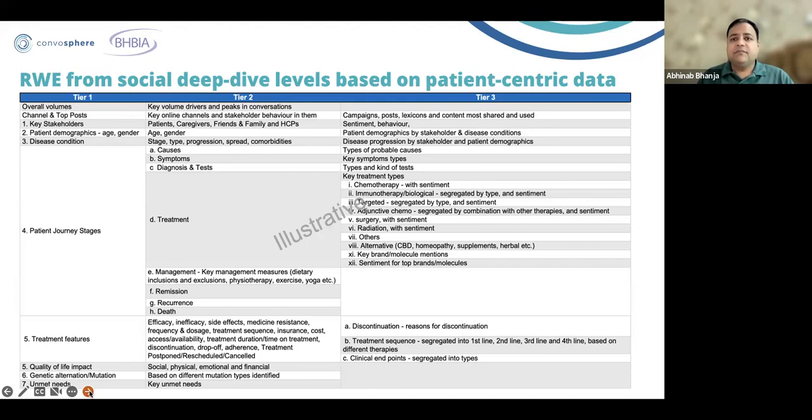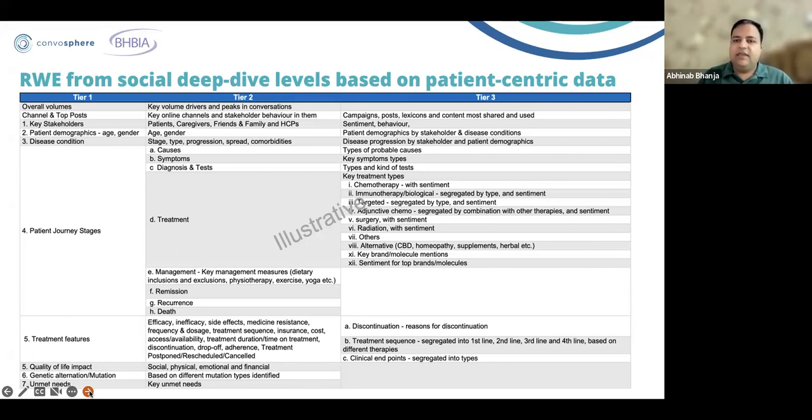And so that's why we go into tier 3 as well, wherein not only treatment, what are the top treatments, but within treatment we see sequence. If it is chemotherapy, then chemotherapy with sentiment, we want to see what are the different combination therapies that they're using and when they're using it. Is it before chemo, is it after chemo? So those kind of things, what are the adjuvant therapies.